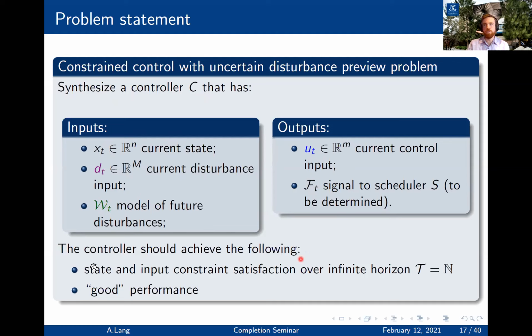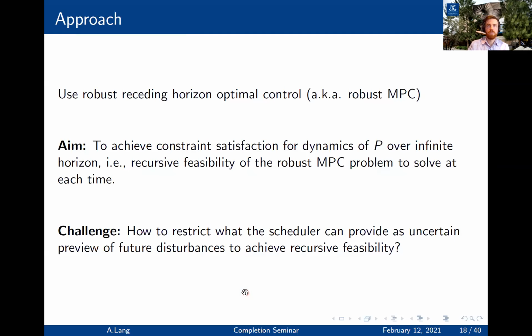So the controller should achieve the following: we want the state and input constraint satisfaction over the infinite horizon, and we also want, as a secondary objective, good performance. So because we're dealing with, again, constraints and uncertainty, we use a well-known approach of using robust receding horizon optimal control, also known as robust model predictive control, MPC.